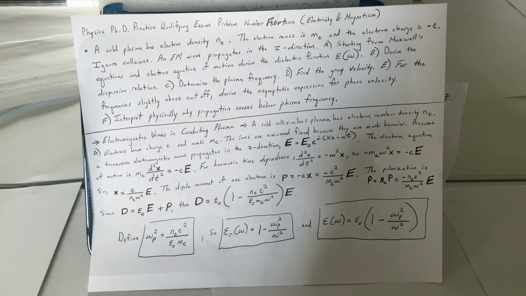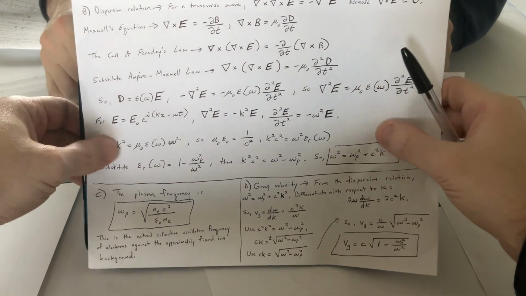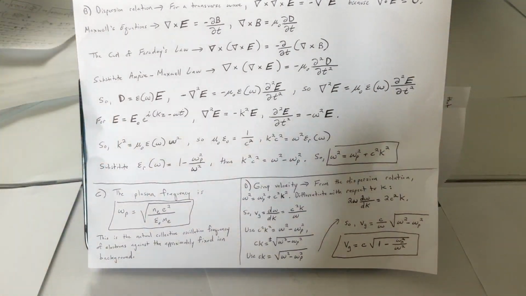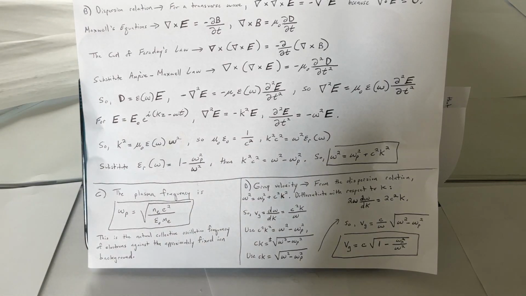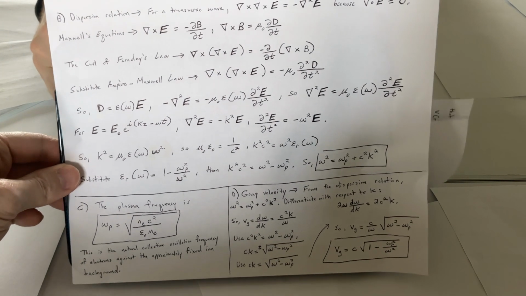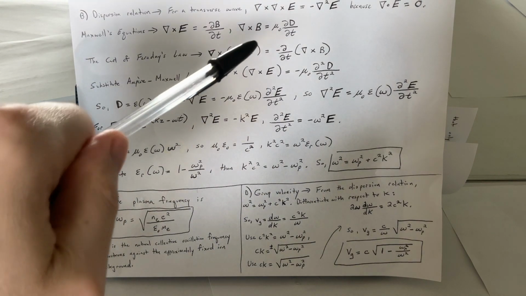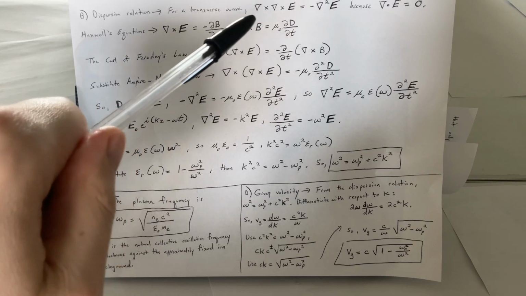Okay, moving along to part B. Part B, we want to derive the dispersion relation. Okay, so for part B here, dispersion relation. Let's see what we have. For a transverse wave, we have these cross products here.